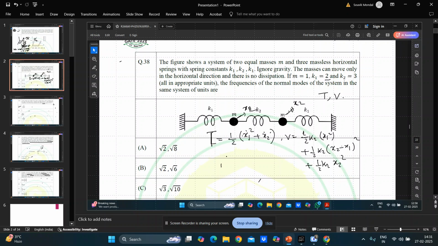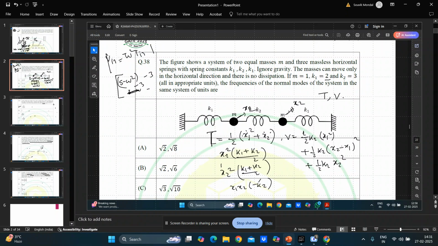Now you can easily accumulate the terms. x1 squared has coefficient (k1 plus k2) by 2, x2 squared has coefficient (k1 plus k2) by 2, and x1 x2 has coefficient just minus k2. So this is the configuration. Now you form the matrix V_ij minus omega squared T_ij. It will simply be 5 minus omega squared, minus 3, minus 3, and 5 minus omega squared. The determinant of this will be 0. So omega squared minus 5 is equal to plus or minus 3, omega squared is 2 or 8, so omega is root 2 or root 8. This will be the answer.